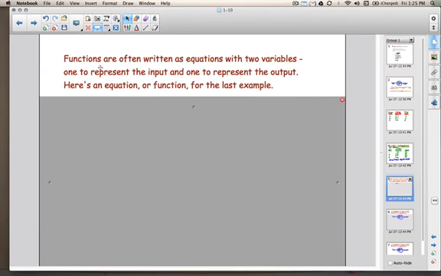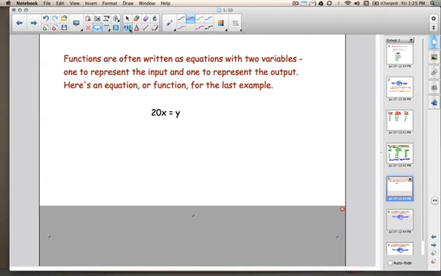Here it says that functions are often written as equations with two variables, one to represent the input and one to represent the output. So here's what I've done. I've actually written an equation or a function for our last example. And what I'm saying here is that the input is right here. X is the input, and the Y over here is the output. This time we have it written as an equation or as a function.